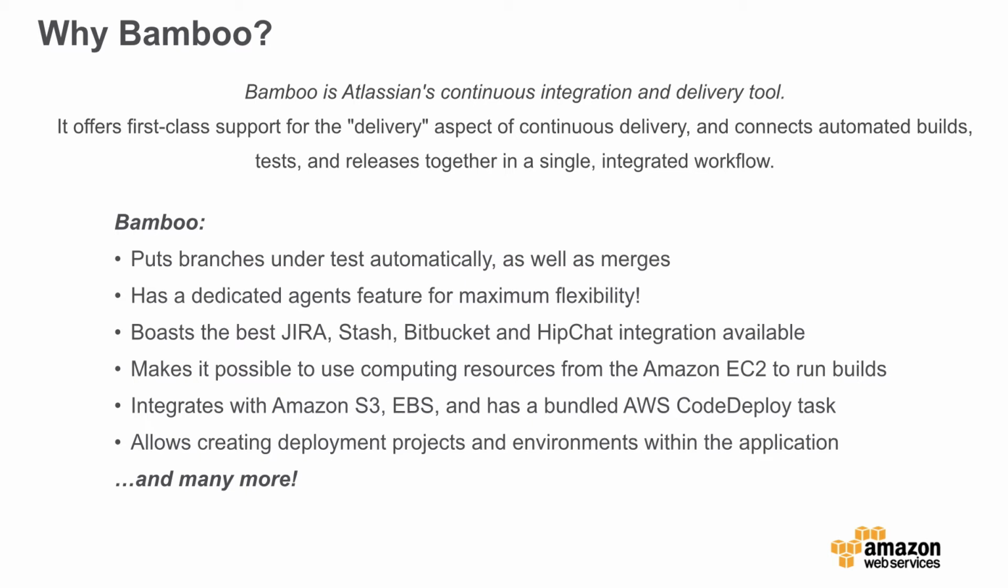Bamboo is our continuous integration and delivery tool. It's available in both server and cloud, and it offers first-class support for the delivery aspect of continuous delivery. It connects automated builds, tests, and releases together in a single workflow. Some of Bamboo's strengths are the dedicated agents feature, its seamless integration with Jira, Stash, Bitbucket, and HipChat for full traceability, the ability to use it with Amazon EC2 to run builds, its integration with S3, EBS, and AWS CodeDeploy, deployment projects within the application, and of course, many more.